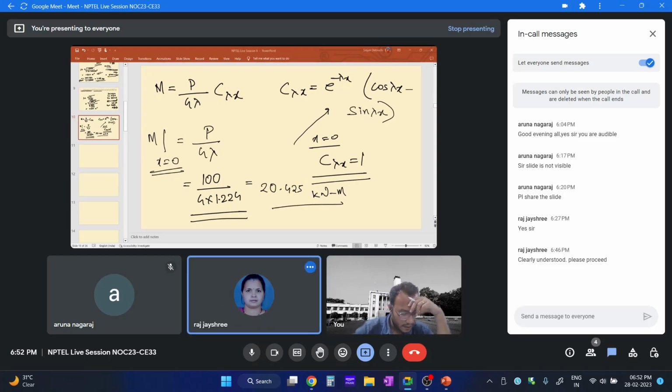Hello, sir. Yes, please tell. This equation of M is only for this infinite beam, right? If it is a semi-infinite beam, then it is different. For a semi-infinite beam, the equations are different because the boundary conditions will be different. The generalized equation is actually the same; you just need to alter it by using the different boundary conditions. Okay.